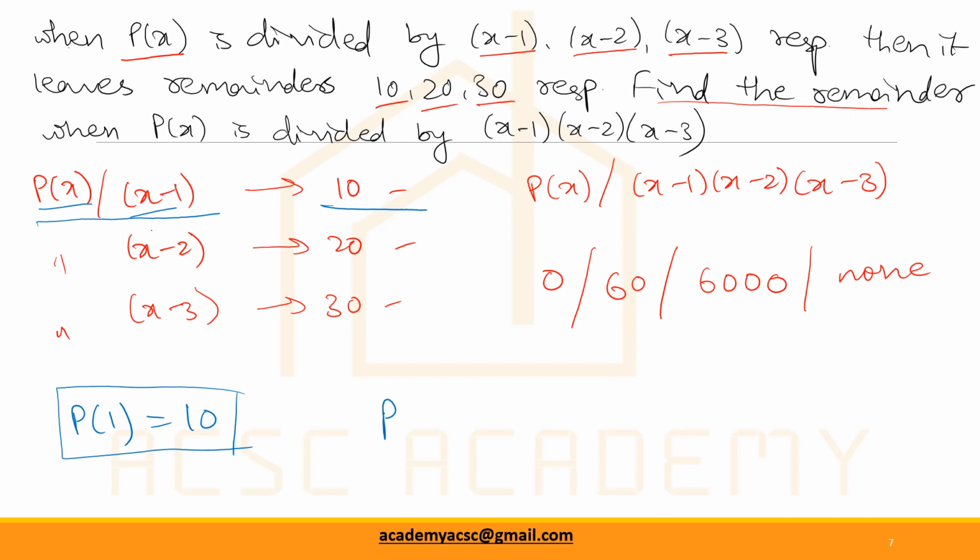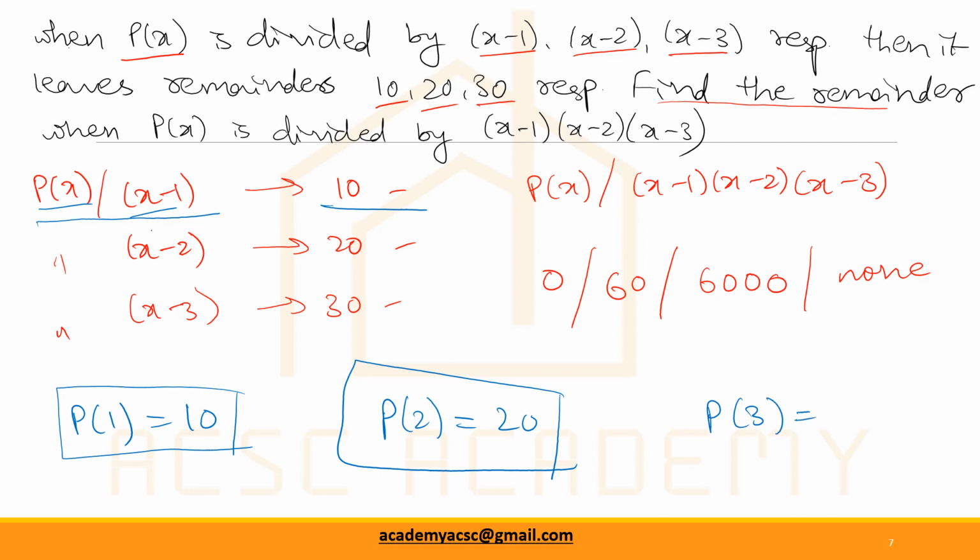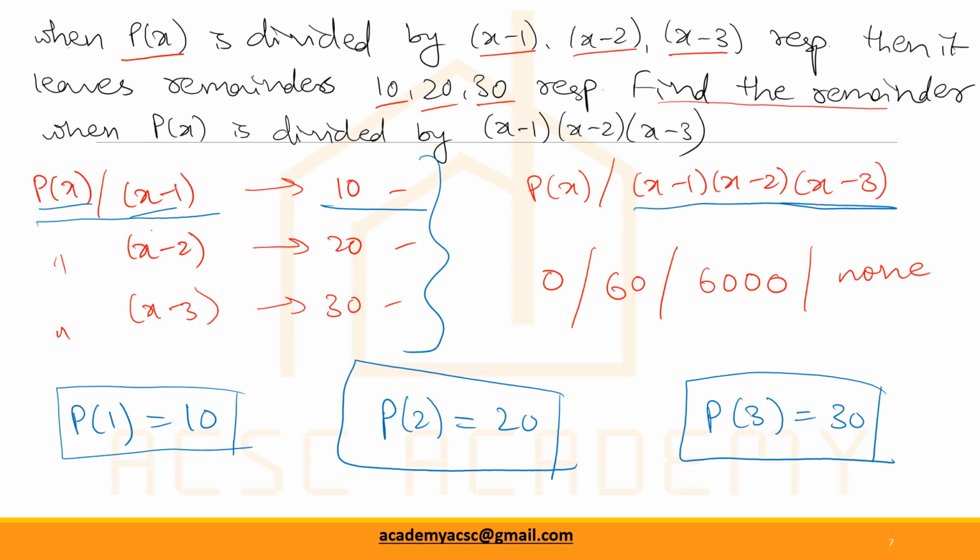In the same way, we can say p of 2 equal to 20. Only then when you divide it with x minus 2, the remainder will be 20. And in the same way, p of 3 will be 30. So this is what we can derive from the given information. Now this entire thing, the product of all the three, is our g of x. We do not know what p of x is. We have to divide this with g of x and find out the remainder. Let us see how this can be done.